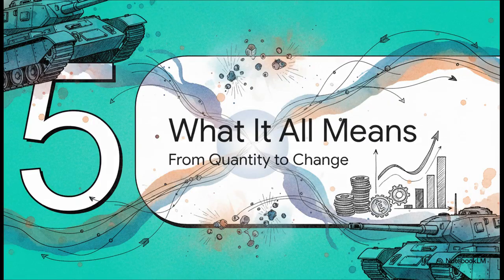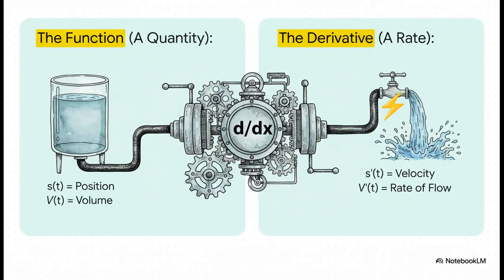So, okay, we've looked at draining tanks, moving particles, and production costs. What's the big idea connecting all of these? Well, it's a fundamental shift in perspective. You see, on one side, you have these functions that describe a static quantity. How much volume is there? Where is the particle? What's the total cost?